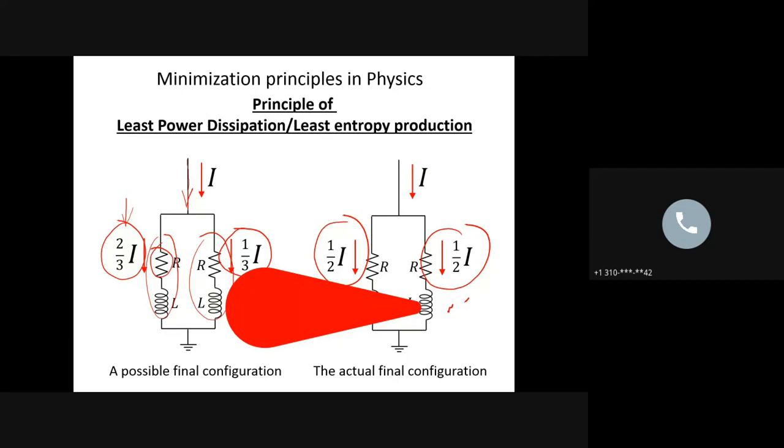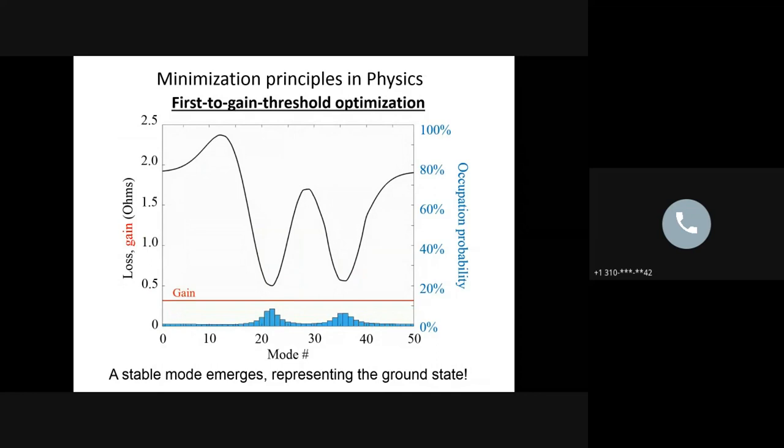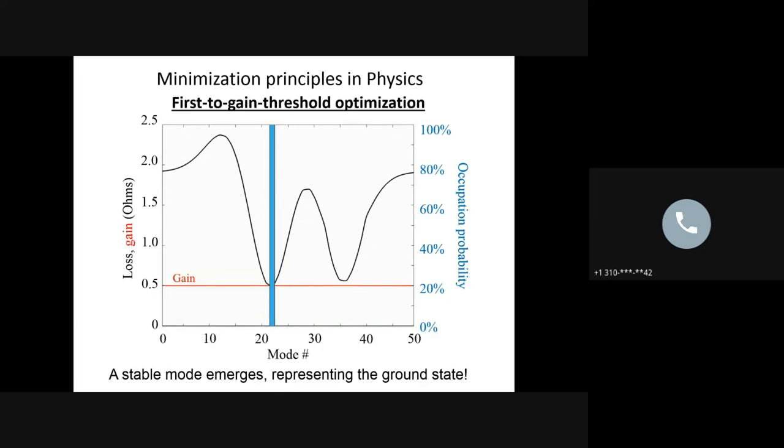Okay, so there's another principle, and this is for multiple lasers or multiple modes: all the power will go into the mode with the lowest amount of loss. Let me play that again for you. You have many modes on the horizontal axis, and finally all of the power ends up in the mode with the least loss. So this is a way that physics will automatically find the mode with the least loss. Every laser does this. It finds the mode that has the least loss.